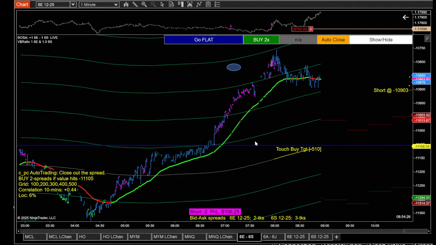And we're looking to see this spread come back down. My target will get me out at a $510 profit, roughly. Actually, about a $500 profit once we get down to that level. Now, I'm going to hold on for this. Spreads, as you know, if you compare two instruments together, if they're correlated instruments like the 6E and the 6S, they kind of oscillate around one another.